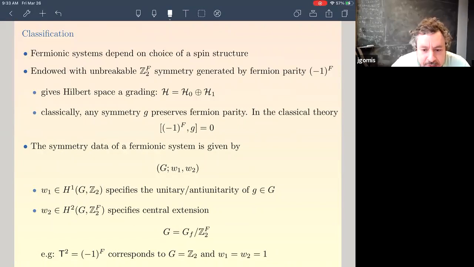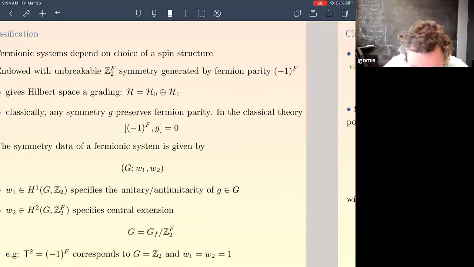Another way of saying this: the total symmetry of the fermionic system is G_F, and G_F is a Z2 central extension of G, or vice versa. So in a fermionic system, we have to specify the unitarity and anti-unitarity of the elements, and also a particular central extension. For example, take T squared equals (-1)^F, the usual time reversal symmetry that we find in particle physics. This corresponds to the group G being Z2, and the two classes, ω1 and ω2, being non-trivial. So ω1 tells you that T is antilinear, and the fact that ω2 is 1 and not 0 tells you that (-1)^F, the generator of Z2^F, is entangled non-trivially with G, so that in fact T squared equals (-1)^F.